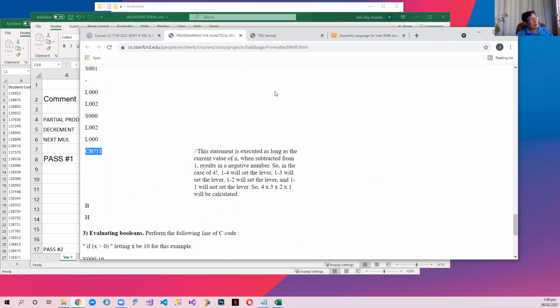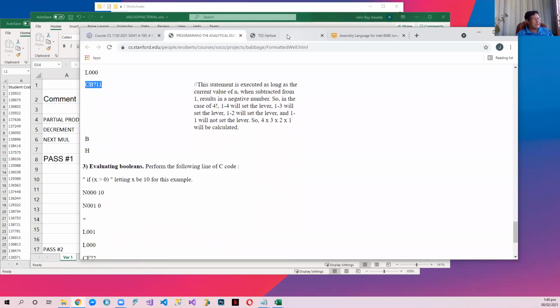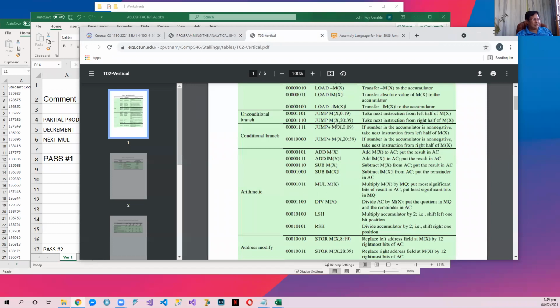Now, if you look at the two computers we have studied so far, CB and jump plus are almost the same, but there's a subtle difference. That's why it's very hard to write programs, or even just translate programs from one machine to another. Do you follow? I will show you that.